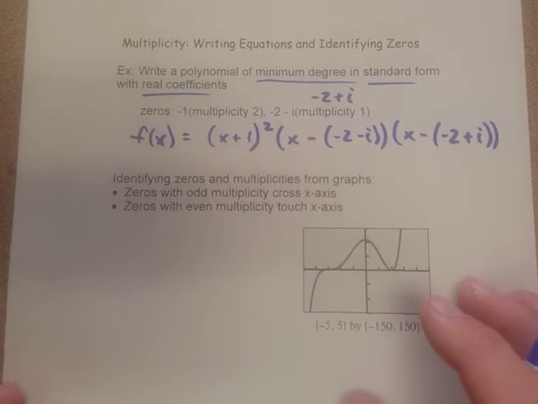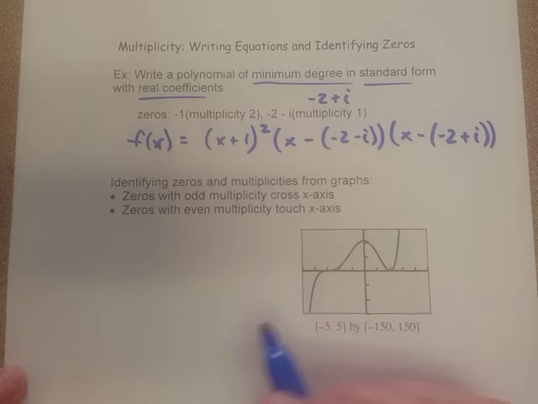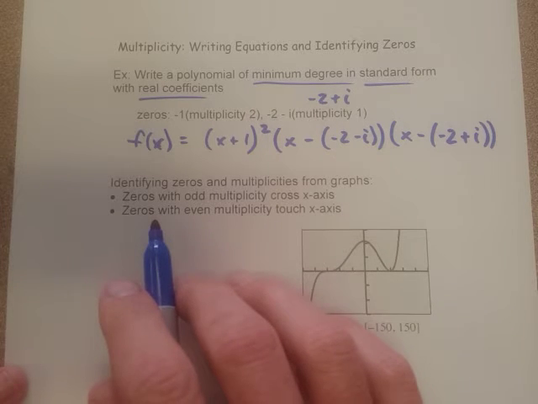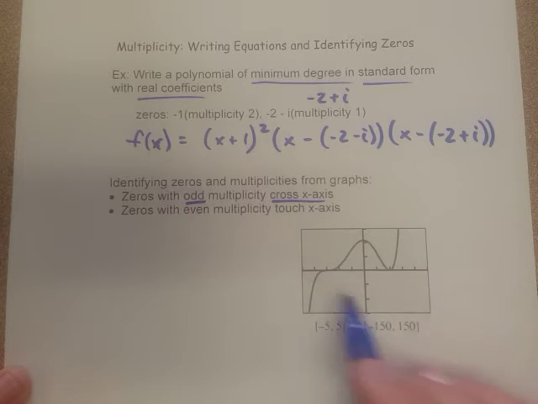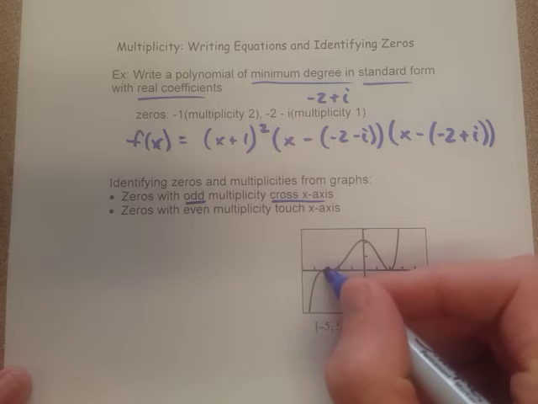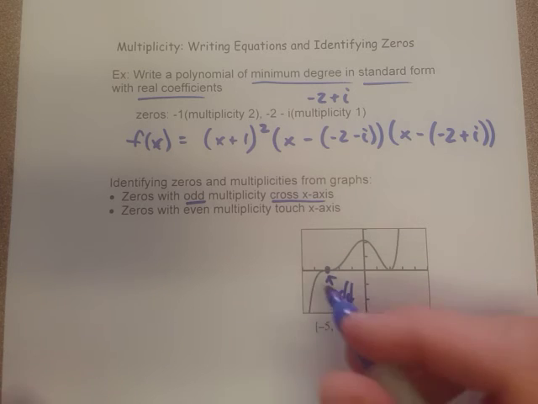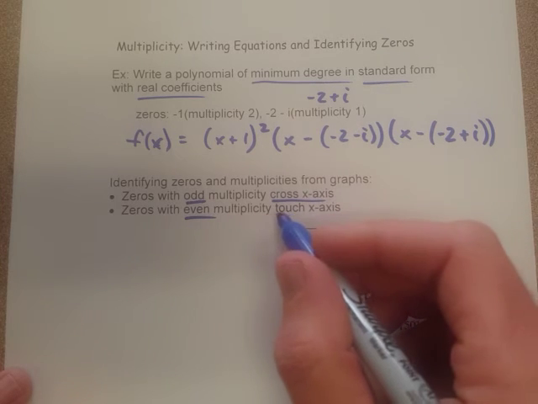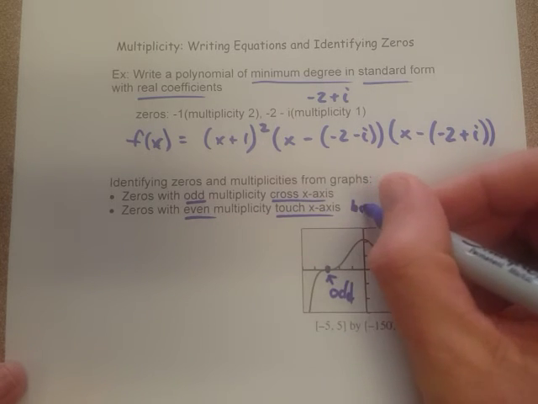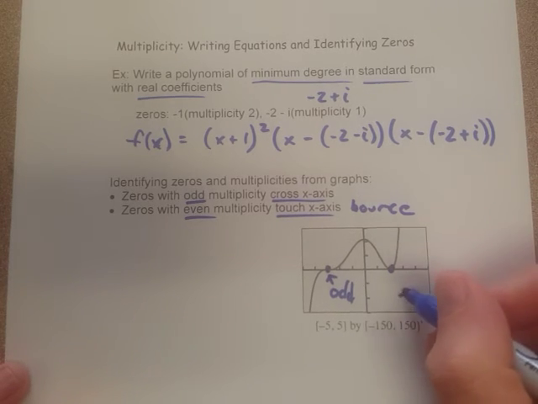One other thing I'll mention about multiplicities is there are going to be a couple problems in your assignment where you have to identify or narrow down the choices based on multiplicities. And so remember that zeros with odd multiplicities are going to cross the x-axis. So if we're looking at the two that we have here, this would be the one that has an odd multiplicity, whatever that happens to be. We don't know for sure what it is in this one without knowing the actual equation. And if it's an even multiplicity, then it touches the x-axis or it bounces. And in this case, we have an even multiplicity right there because it does bounce.